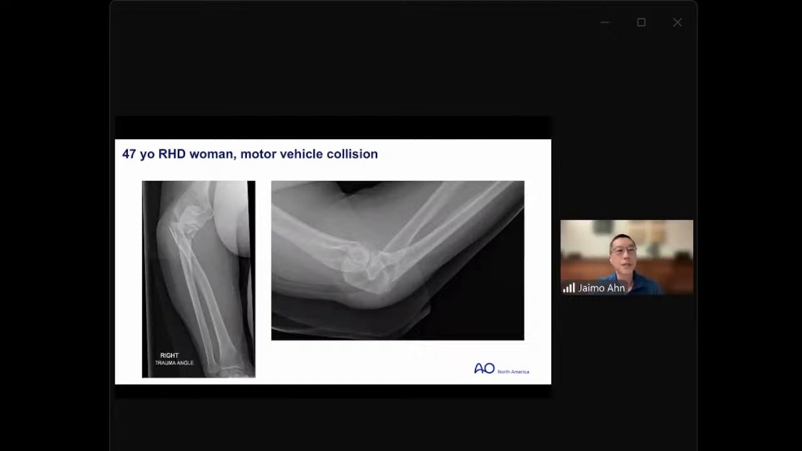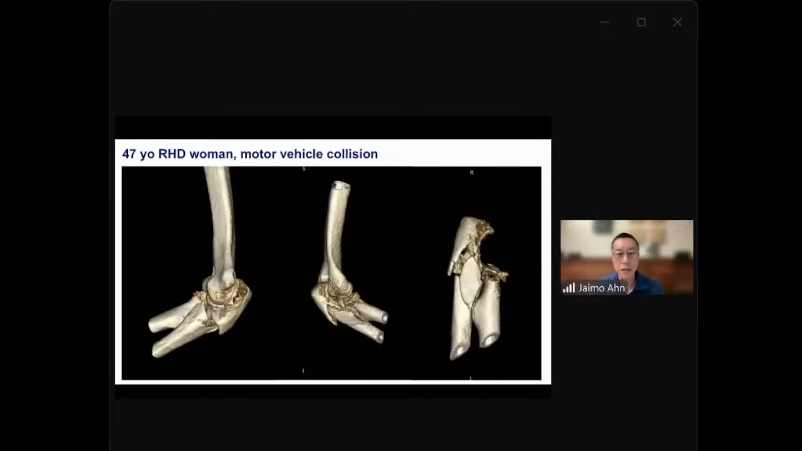Here's our second 47-year-old right-hand dominant woman, motor vehicle collision, and here are the x-rays that demonstrate a very proximal ulnar fracture, as well as, you can see on that oblique lateral, an injury not only to the radiocapitellar joint, but to the radial head. A little bit more resolution on these images. So please start thinking about what you would do, how you would fix it, will you replace it? What about the comminution in the ulna?